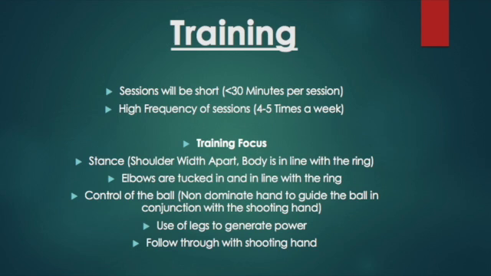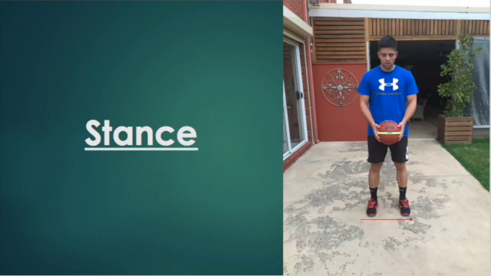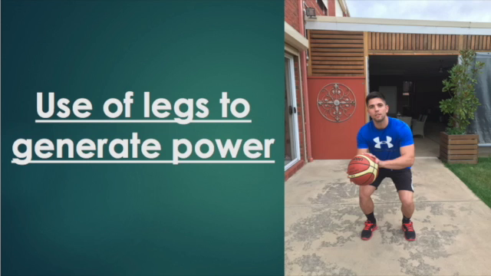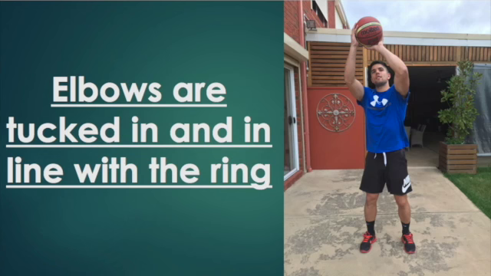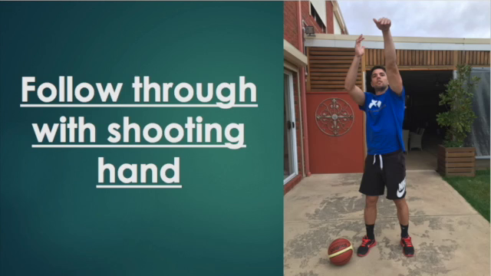In training, we have decided to focus on the 5 key areas of the free throw shot. These include stance, the use of legs to generate power, elbows are tucked in and in line with the ring, and finally, following through with the shooting hand.